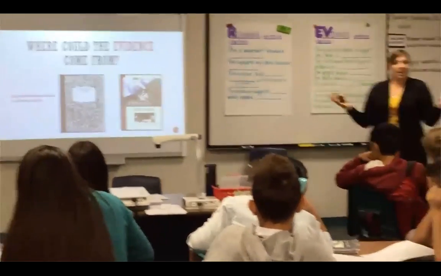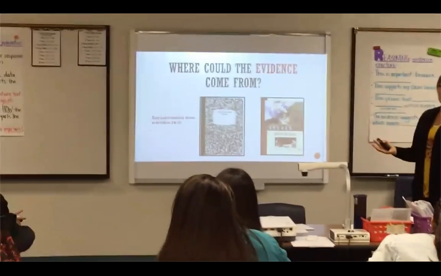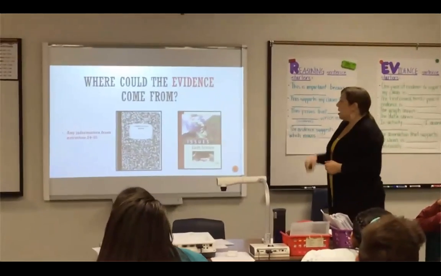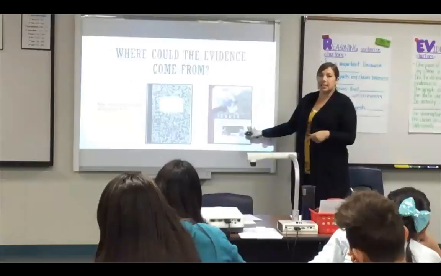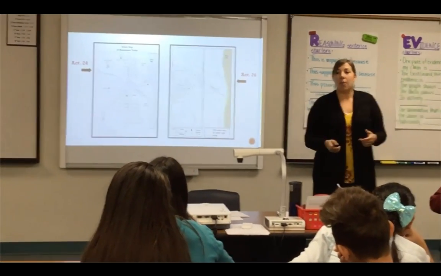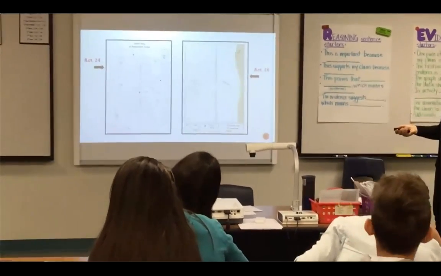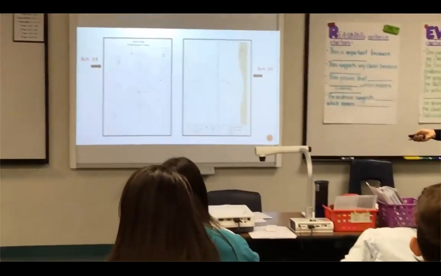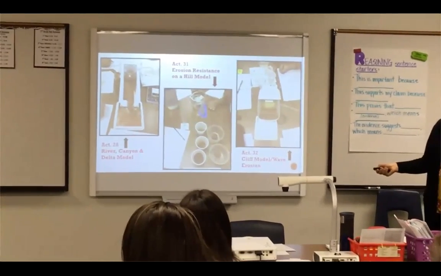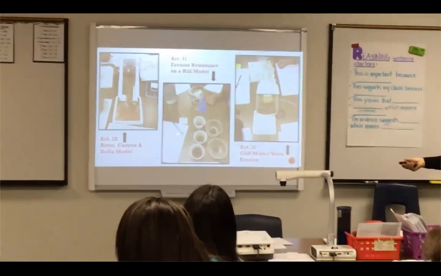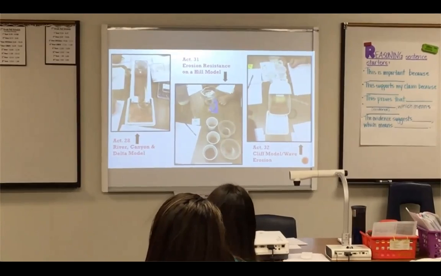Where should we get evidence from? You guys have been working and working for, I don't know, 8 weeks on this. Any information from your notebook and from the text is where we're going to go. I want you to think of all the things you have done. You can use the street map, the topographical map. You can use anything from when we did the river model, the hill model with the rain, or the cliff model with the waves. Any of that data is acceptable.